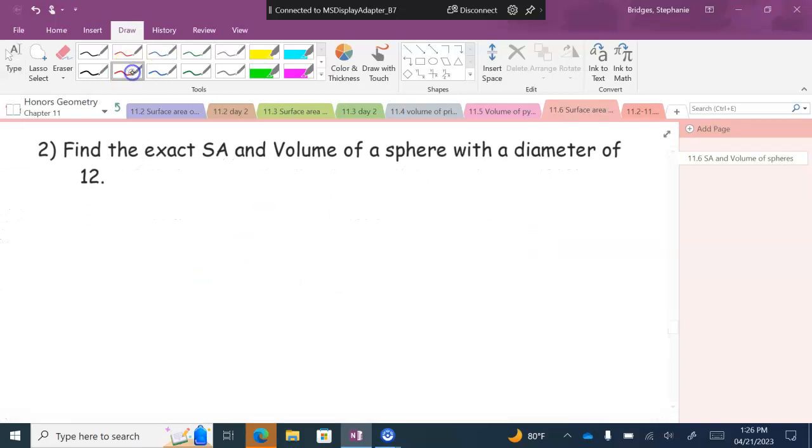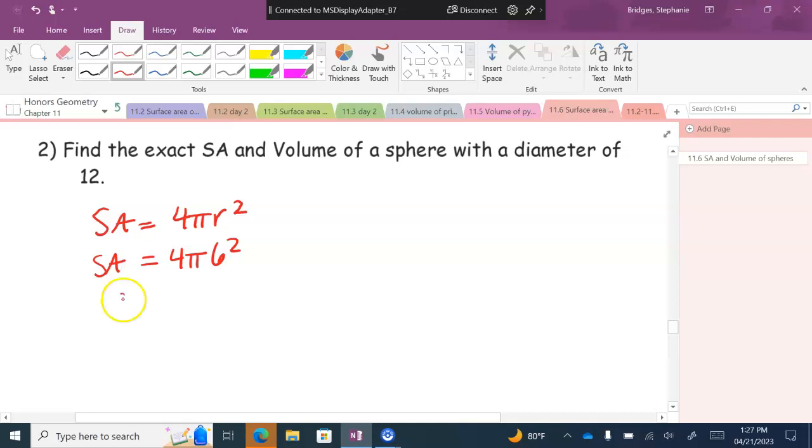All right, so surface area, again, is 4 times pi times radius squared. If my diameter is 12, what is my radius? So we're going to square 6. 6 squared is 36. And 36 times 4 is 144 pi.